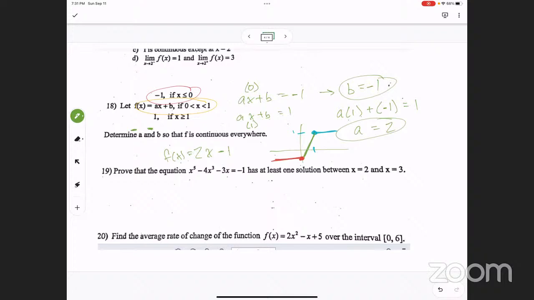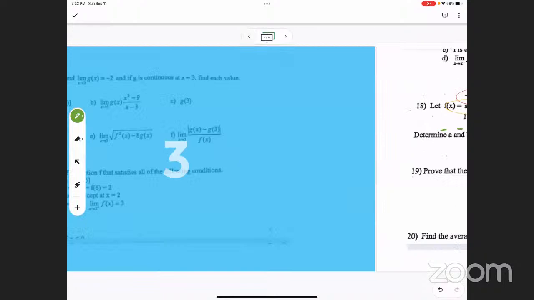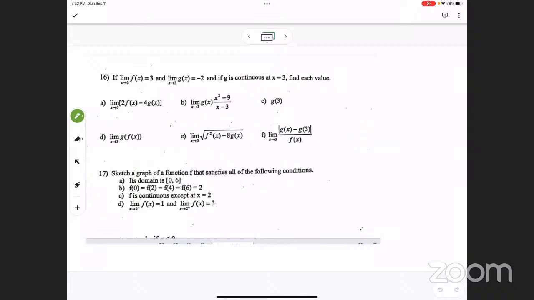Which other one do you want? We've got time probably for one more. Can you go back to page 3? I want to go over 16D. Okay, D says find the limit as x approaches 3 of g of f of x. The limit as x approaches 3 of f of x is 3, the limit as x approaches 3 of g of x is -2, and g is continuous at 3.